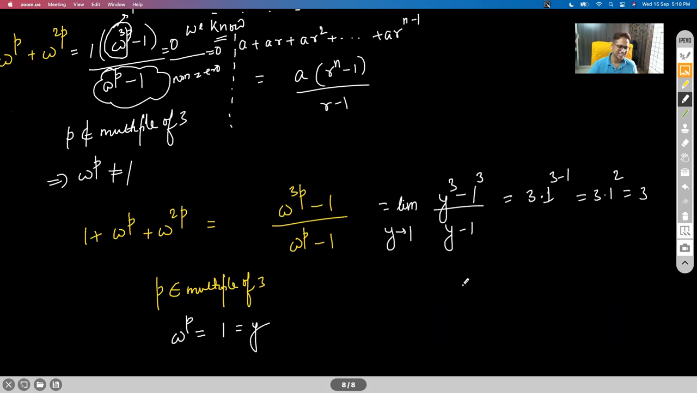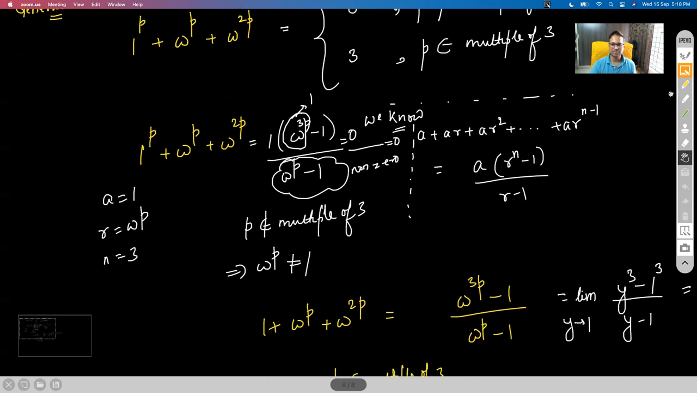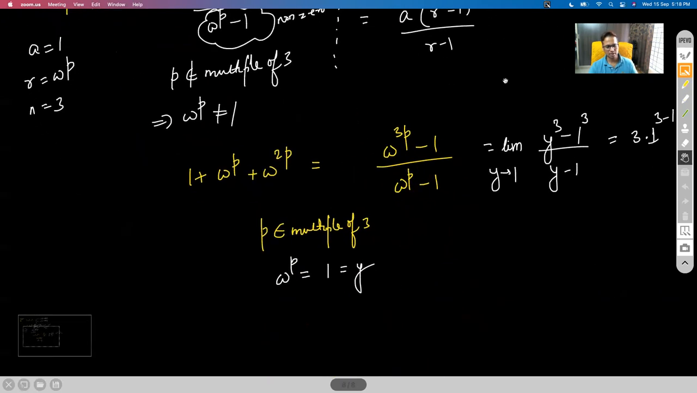This limit is a very interesting concept. In the later part of our chapter, we will try to solve a few questions by applying limits. So this is property number 3, the generalized form. Let me write 3 here. Any questions, any concerns, do let me know.